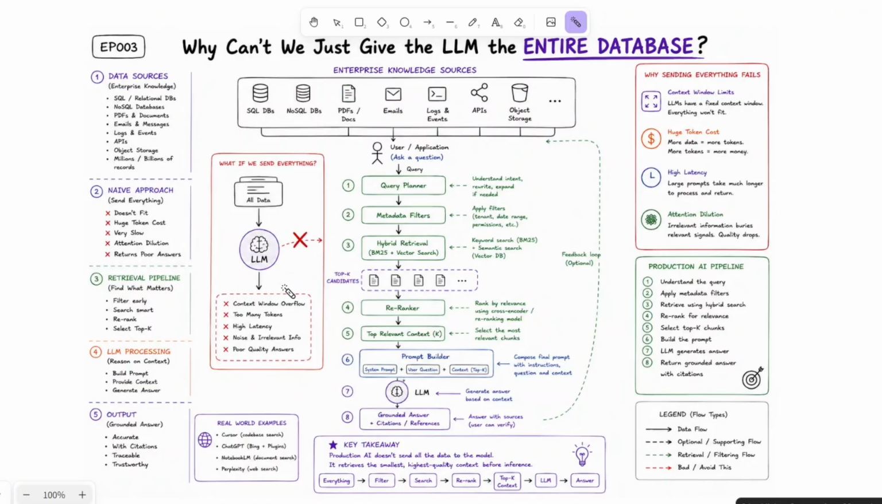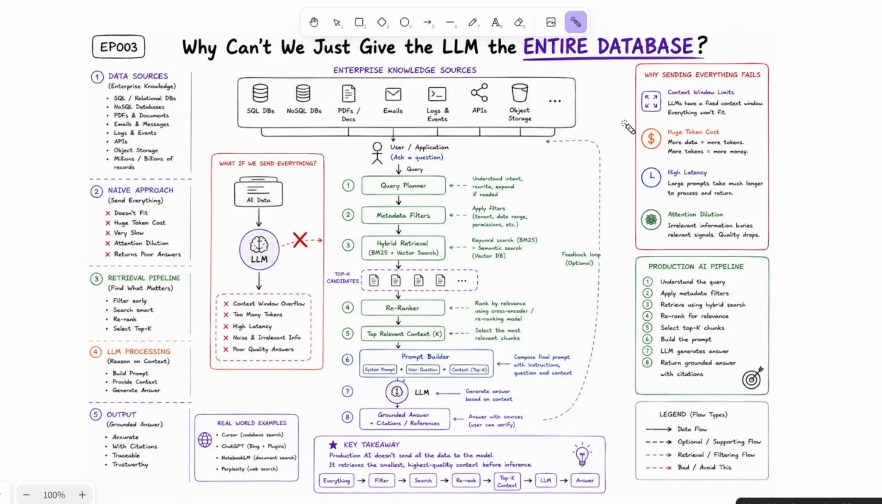Today, let's understand why modern AI systems almost never send their entire database to an LLM. The first problem is the context window. Think of it as the model's working memory during a conversation. Every document, every table, every email, and every prompt consumes tokens. Even today's largest models have limits.